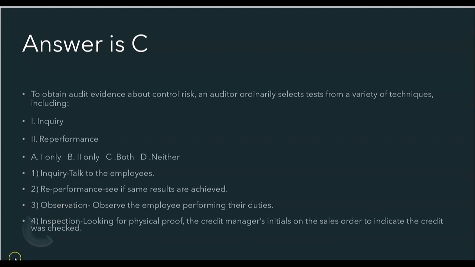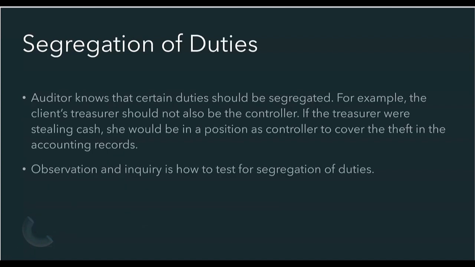Observation, and also inspection. All right, segregation of duties, that's an important part of internal controls too. Auditor knows that certain client duties should be segregated. For example, the client's treasurer should not also be the client's controller. If the treasurer were stealing cash, she would be in a position as controller to cover the theft in the accounting records if she held both titles. And that's why certain duties need to be segregated so that the same individual cannot both steal and cover it up.